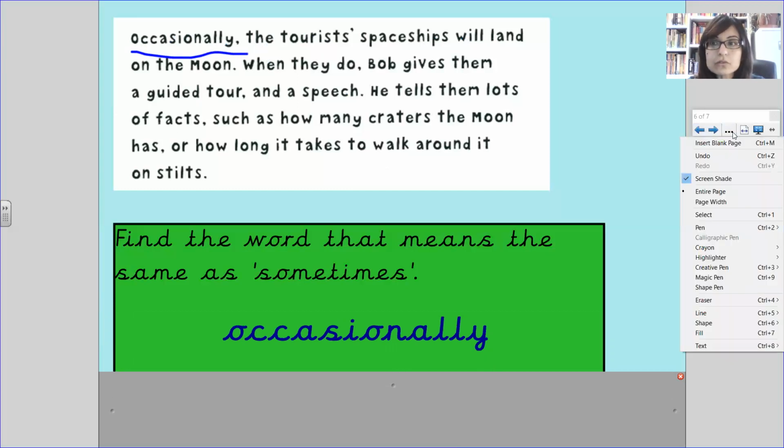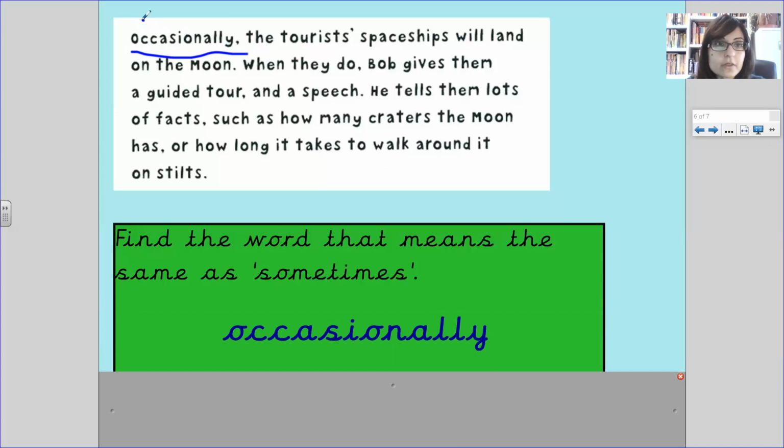We can also put the word in. Should we write the word in here, sometimes? If you put the word in, you can see whether it makes sense, and it's a little bit tricky writing with the mouse pad. Here we go. Sometimes the tourist spaceships will land on the moon. This makes sense, so I know occasionally is the right word.